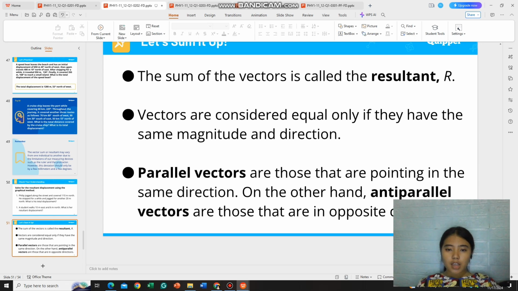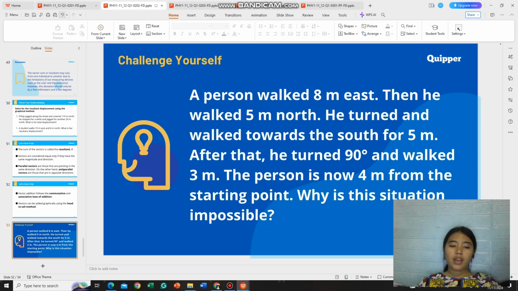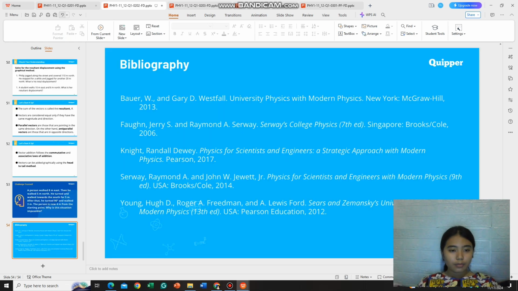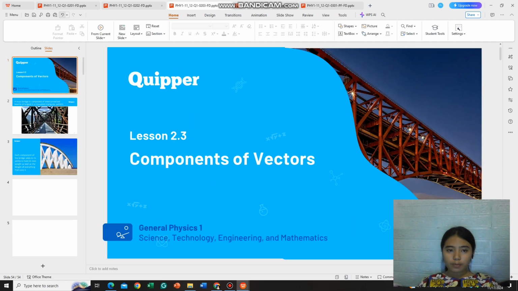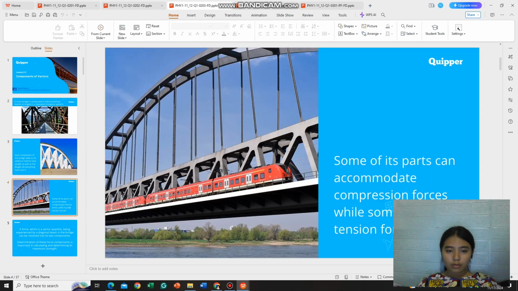So, the sum of the vectors is called the resultant. Vectors are considered equal only if they have the same magnitude and direction. Parallel vectors are those pointing in the same direction. On the other hand, anti-parallel vectors are those that are in opposite directions. So, the difference between parallel and anti-parallel: parallel vectors have the same direction and the same magnitude, while anti-parallel vectors do not have the same direction but have the same magnitude. That's it for lesson 2.2.